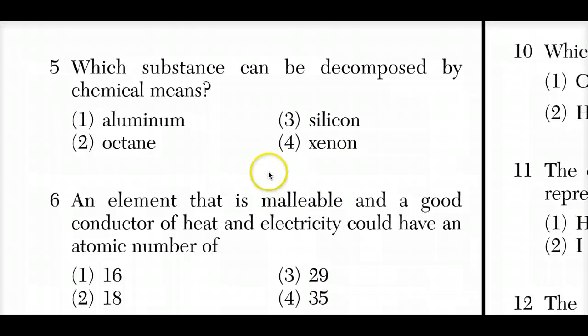Number 5. Which substance can be decomposed by chemical means? If you're decomposing by chemical means, that means you're breaking bonds.